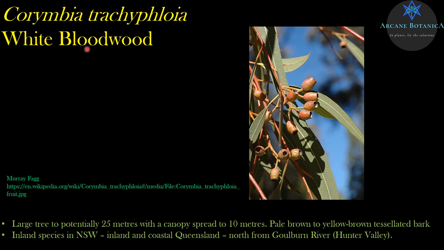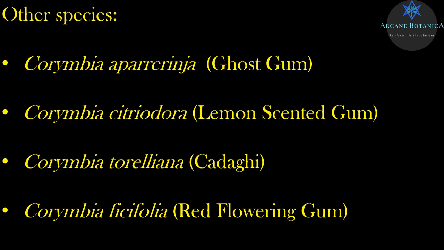So that's a white bloodwood. I thought it was called the orange bloodwood or the brown bloodwood. The trunk colour is sort of pale brown to yellow brown, but it's got that typical tessellated bark. So look out for that if you're out that way in New South Wales. It's another really nice tree. Could probably be used as a street tree too.